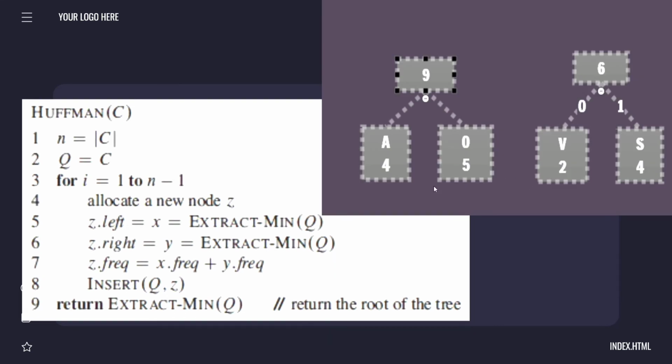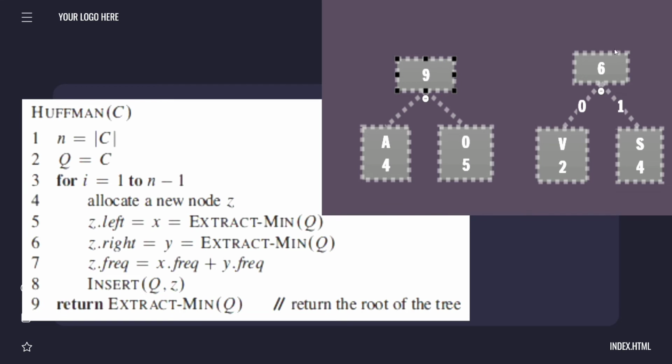Now again a new node would be allocated in the next loop. So the new node would be this one. The value won't be present over here right now. After that, the extract minimum operation in the queue would be performed again, and the value would turn out to be 4. Once again it is applied, and the value would turn out to be 5, and then they would be assigned as the children of this new node, and the value of the parent node would be the sum of the frequencies of these two nodes, so it would be 9.